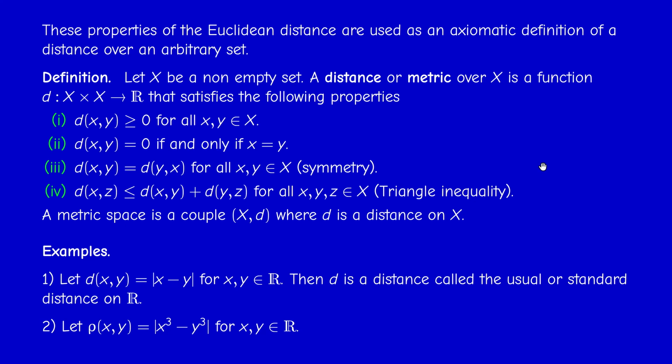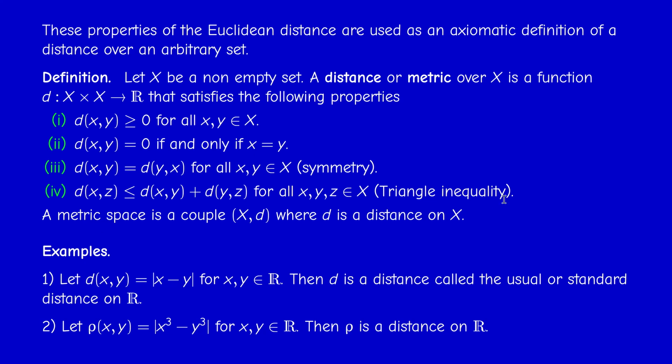Now, less trivial, another example. I put rho(x,y) to be the absolute value of x cubed minus y cubed. This is not the standard, this is something different. Does it satisfy these four properties? Yes, this is what we shall prove now. So first property is trivial. Now, distances or metrics can be denoted by d, rho, gamma, alpha, anything you like. d bar, d1, d2.